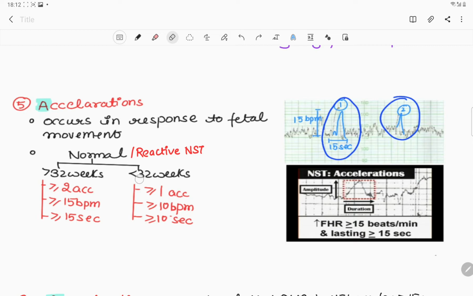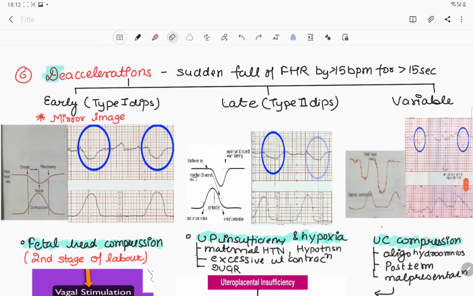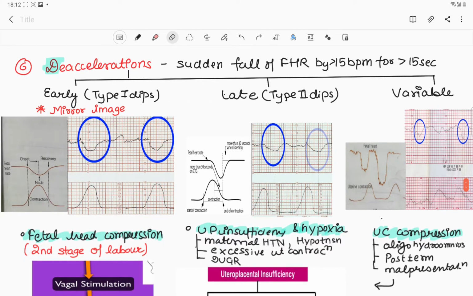And if gestation is less than 32 weeks, reactive NST is said when there is more than or equal to one acceleration of more than or equal to 10 beats per minute for more than or equal to 10 seconds. Then D is for deceleration. Sudden fall of fetal heart rate of more than 15 beats per minute for more than 15 seconds.